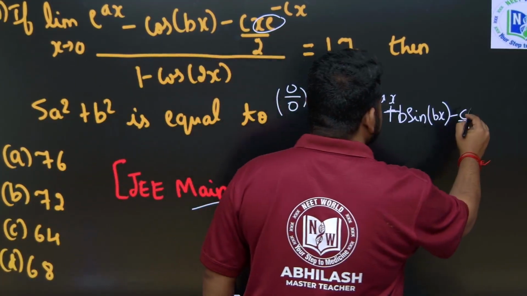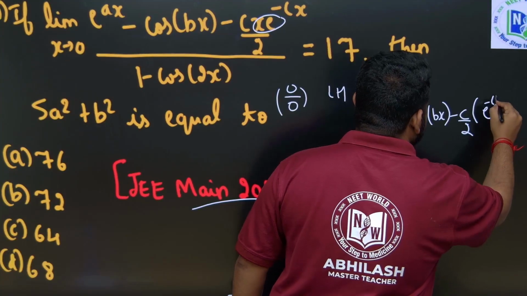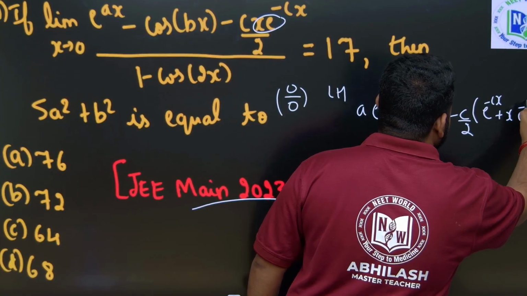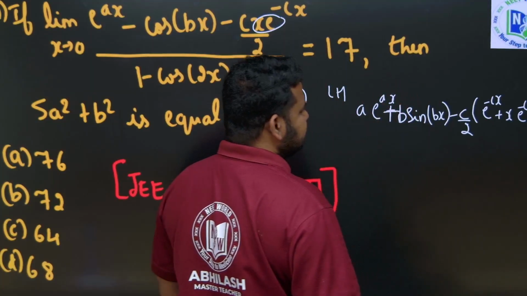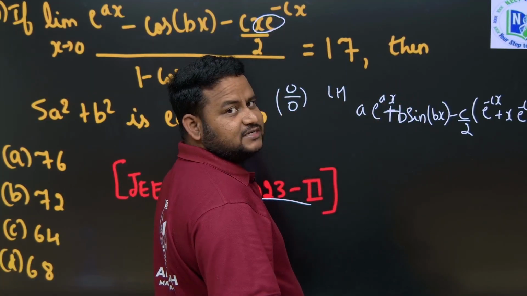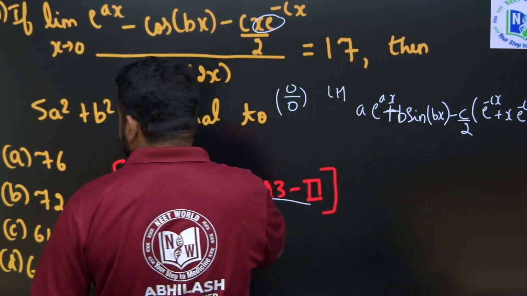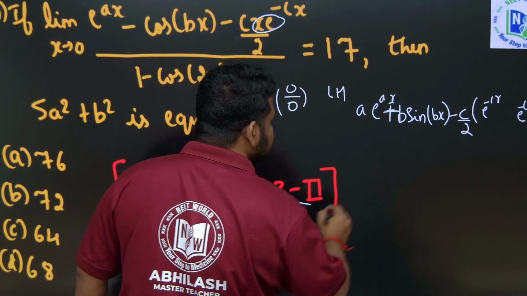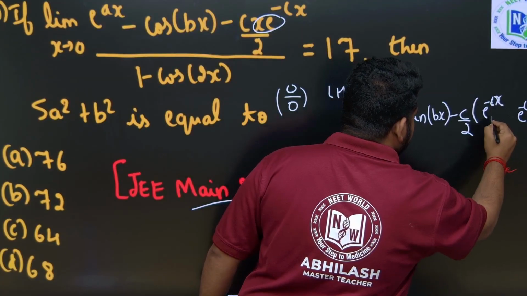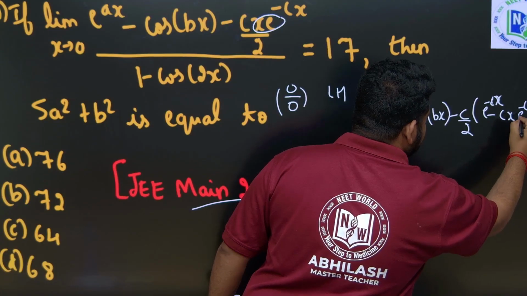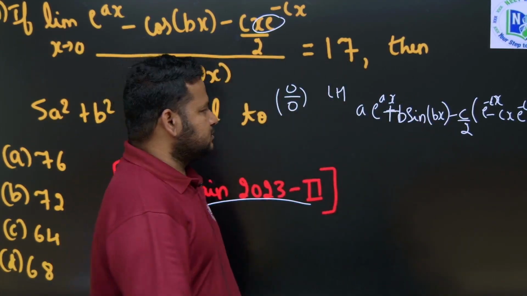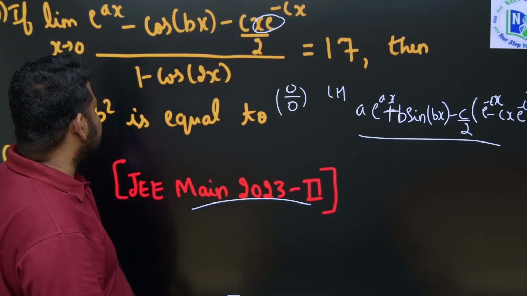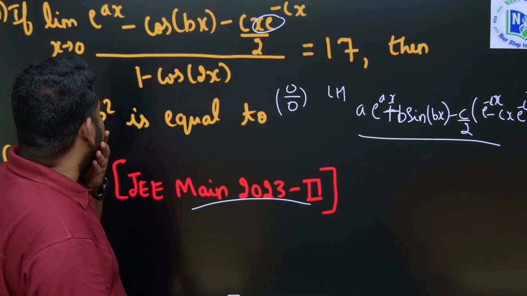So this will become e^(−cx) plus x times the derivative of e^(−cx), and the derivative of e^(−cx) is e^(−cx) into minus c. So this will become e^(−cx) minus cx·e^(−cx), because minus c will come down. So this is what we get, divided by 1 minus cos 2x.